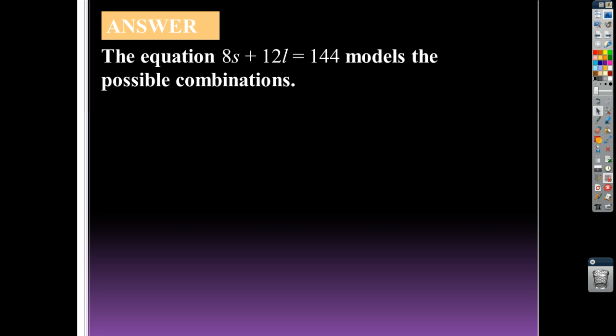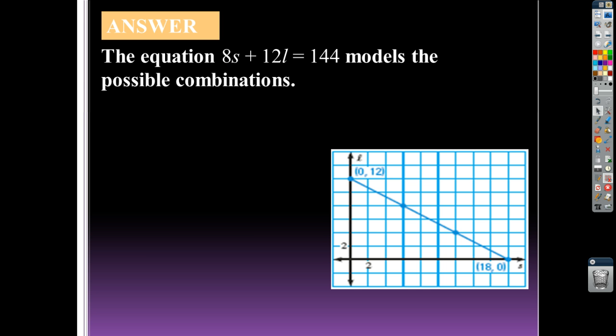Right, and then we want to find all the possible combinations. Now, this thing is in standard form. 8S plus 12L is equal to 144. And the nice thing about the one that's in standard form is that if C, 144, is a multiple of 12 and also a multiple of 8, then I can really use my intercepts as a really nice way of graphing this. So that's what I'm going to do.